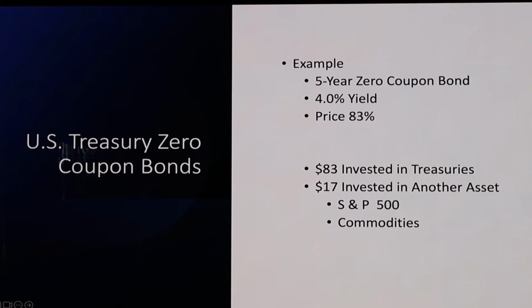So this vehicle is pretty likely to at least have enough to pay investors back par at the end of the 5 years, because the treasuries will mature at par. And in the absence of some very unlikely event, the custodian fails or some other type of risk, it's pretty likely that investors will get their principal back. Now, having spent, in this case, $83 on the treasury zero coupon bonds, there's $17 left.